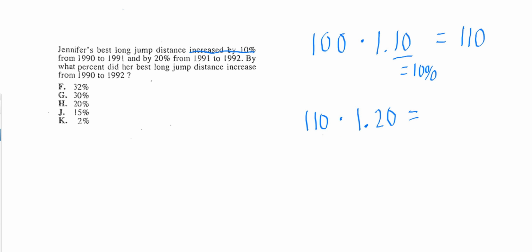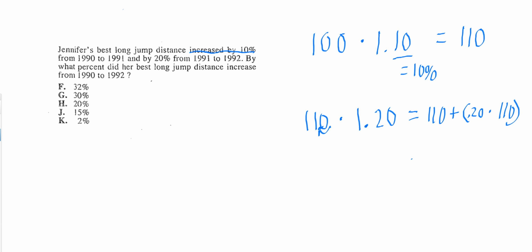So 10% of 110 is going to be 11. We move the decimal place over right here. That's how we get the 10%. And then if we double that, we're going to get our 20%. So here, 1.20 times 110 becomes 110 plus 20% of 110, or 0.20 times 110.